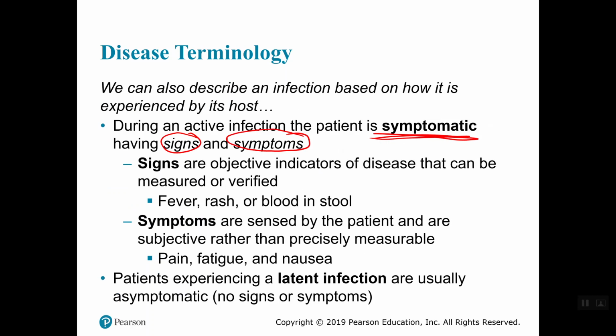Signs are objective indicators of disease that can be measured or verified. An example of this would be if you walk into the doctor and say, oh, I don't feel so good, and I think I have a fever, and the doctor takes your temperature and does, in fact, confirm that you have a fever. So that's something that's measured. Also a rash, something that can be observed, or if you see blood in the stool, well, that's not supposed to be there. So that's again a sign that can be observed by a physician or yourself.